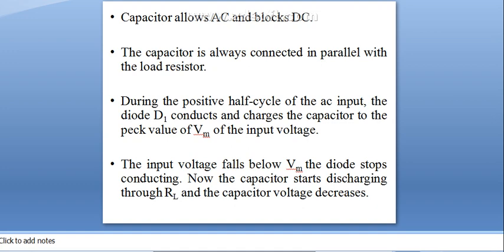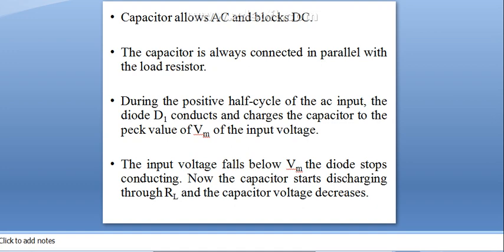When the input voltage falls below Vm, the diode stops conducting. Now the capacitor starts discharging through the load resistor and the capacitor voltage decreases. So during the positive half cycle, the capacitor is going to charge. During the negative half cycle, the capacitor is going to discharge through the load resistor.